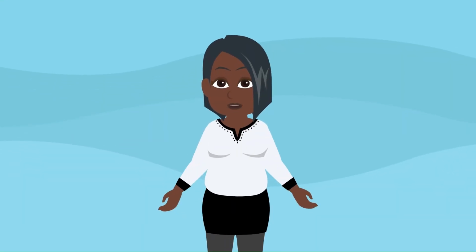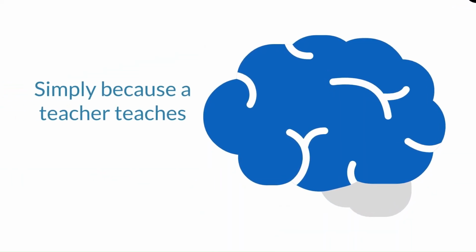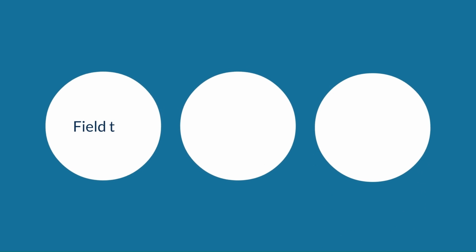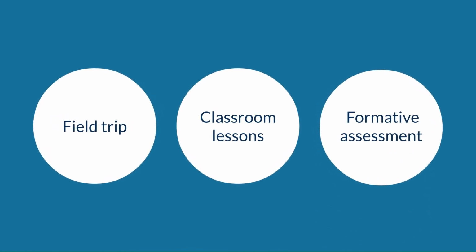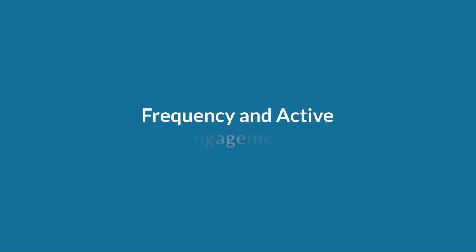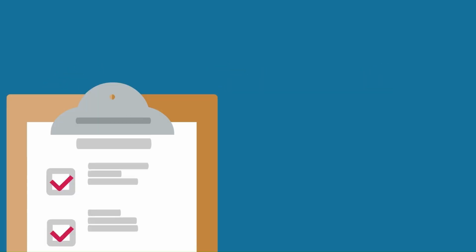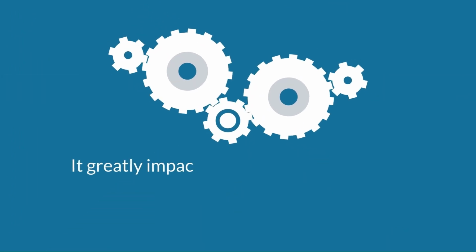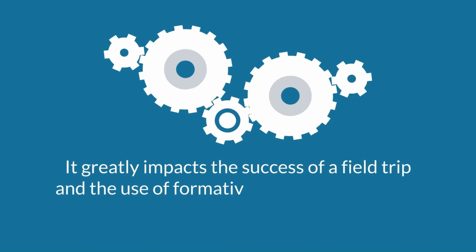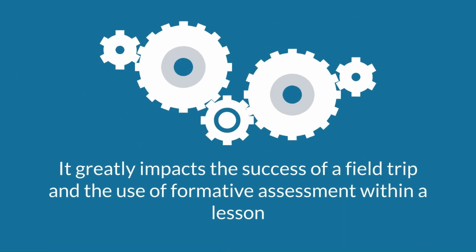Because learning is not the consequence of teaching, it is the consequence of thinking. Simply because a teacher teaches does not mean the student will learn the desired content. Understanding the connections between a field trip, classroom lessons, and formative assessment allows us to highlight key factors such as frequency and active engagement. How often we check and how many students we check on greatly impacts the success of a field trip and the use of formative assessment within a lesson.